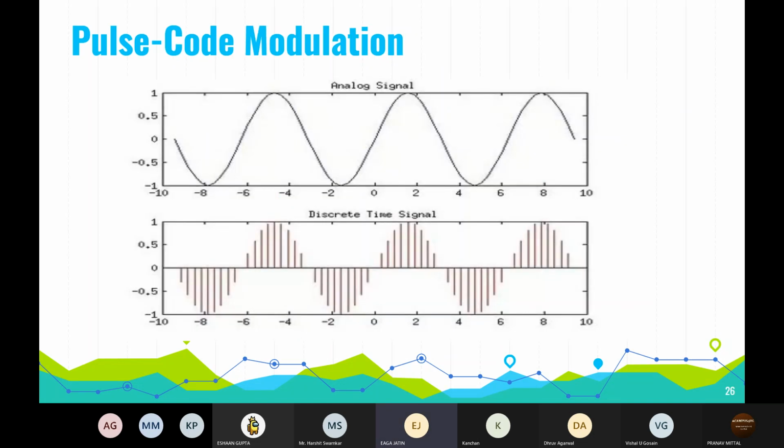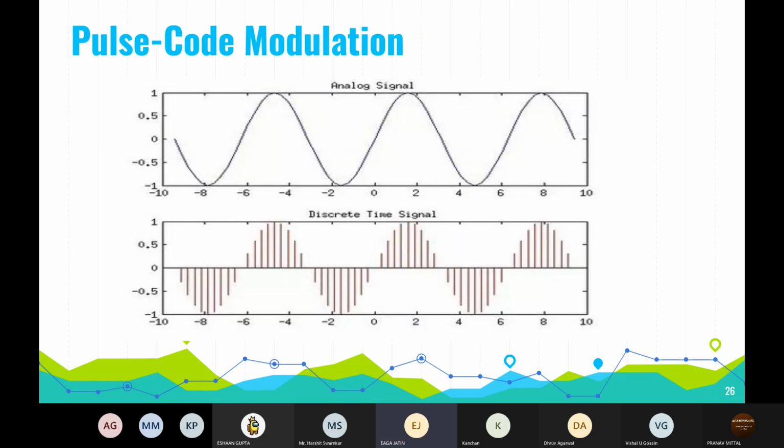All right, now let's move on to the next modulation, that is pulse code modulation. In pulse code modulation, the message signal is sampled at a finite interval, and the sample value is quantized using the quantization process, which we have earlier discussed. Then using the analog to digital converter, the message signal is encoded, and then we have the modulated signal.